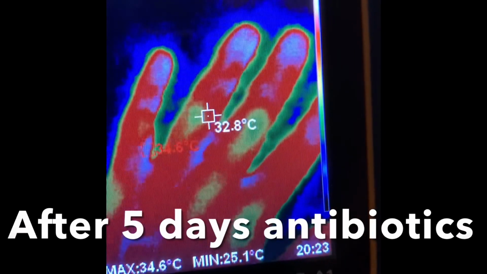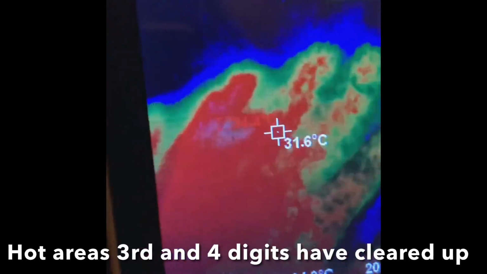Now this is what the same fingers look like after a 5-day course of antibiotics. The good news is I can keep my fingers. Here's how they look right now. Much less inflamed.